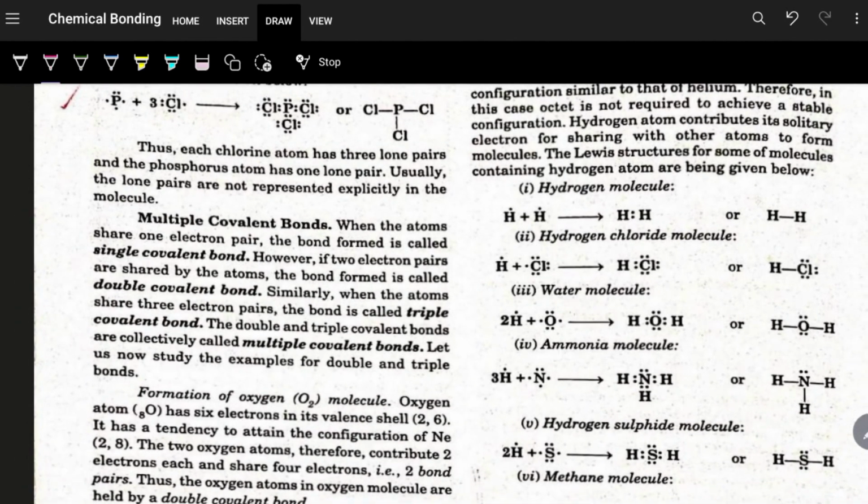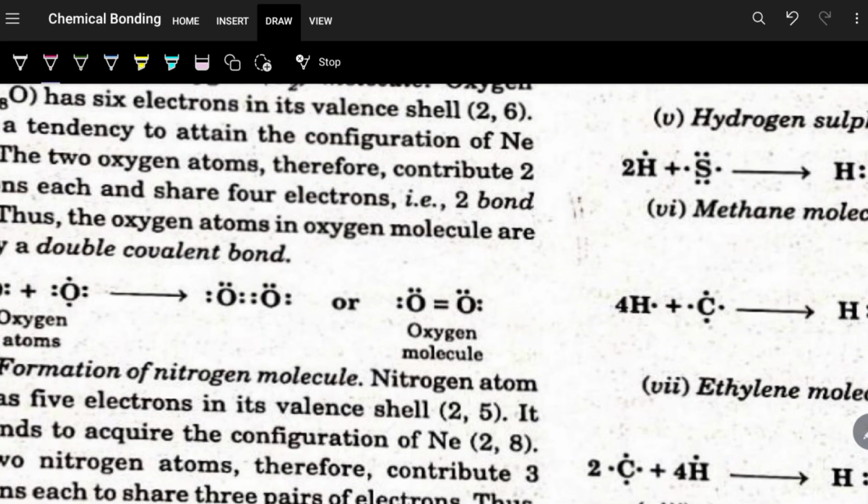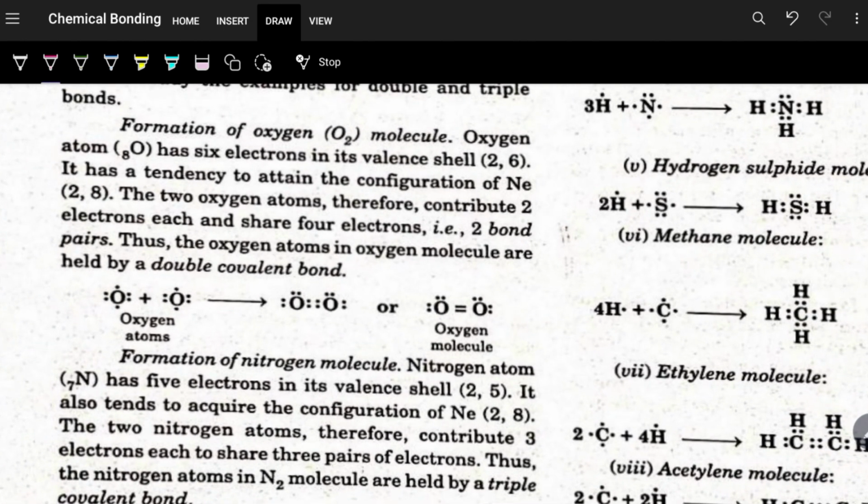So there is multiple covalent bond also. Once I told you in the previous video that multiple covalent bonds mean one is your sigma bond, the other is your pi bond, and again I said we are going to deal with it later on. So multiple covalent bond means it can be a single covalent bond, double covalent bond, or a triple covalent bond. Here the oxygen molecule has 2 covalent bonds. Okay, so sigma bond is one, the other is pi. We will deal with it again later on.